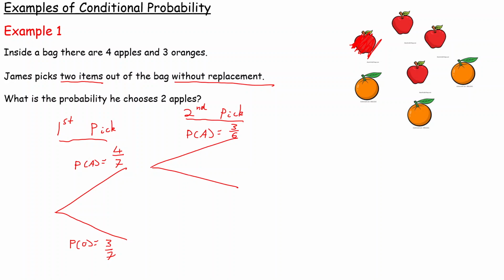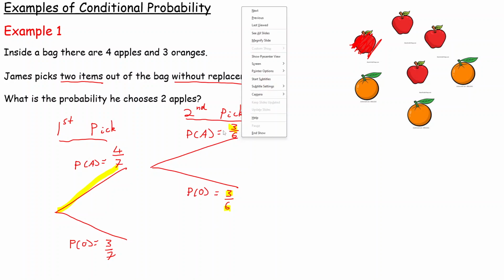And there's still 3 oranges, 1, 2, 3. So there is still only 3 oranges, but the probability now of choosing an orange is going to be 3 out of 6. There is only 6 bits of fruit left. So we're saying if on the first pick he chooses an apple, the apples must reduce by 1 to 3, but there's still 3 oranges, but the total is reduced by 1 to go to 6. So there we go. That's what's going on there.